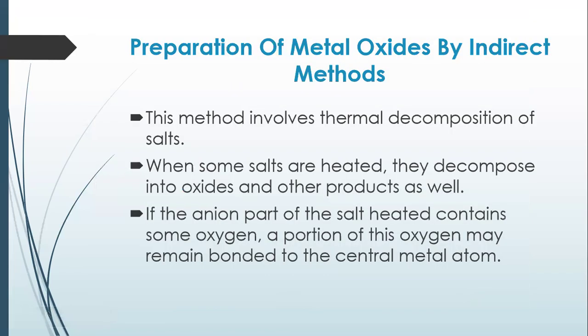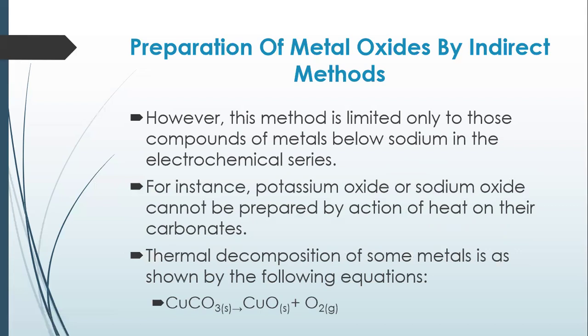Let's move on to the second method, that is the preparation of metal oxides by the indirect method. This method involves the thermal decomposition of salts, whereby when some salts are heated, they decompose into oxides and other products as well. If the anion part of the salt heated contains some oxygen, a portion of this oxygen may remain bonded to the central metal atom, so you have to note it. However, this method is limited only to those compounds of metals below sodium in the electrochemical series. We've discussed this electrochemical series in our previous videos or sessions.